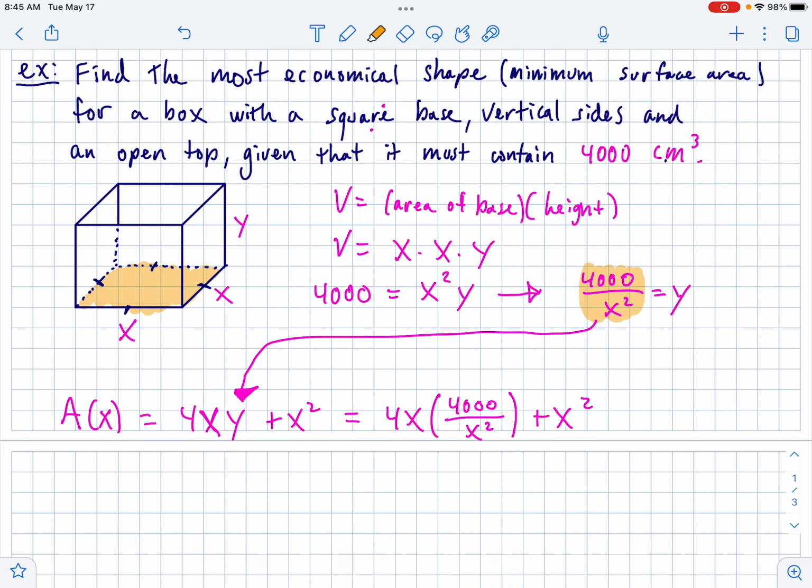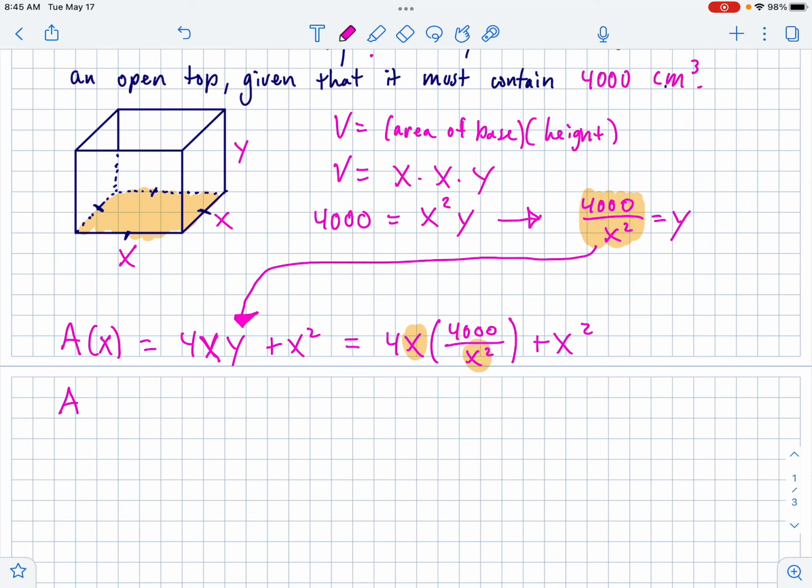Now, if you simplify, this x and this x squared, that's one set of x's that cancel each other out. So we can clean up this model a little bit and say A of x is equal to, well, 4 times 4,000 would be 16,000. So we'll get 16,000 over x plus x squared. Now, this is the model for the surface area that we need to take the derivative of.